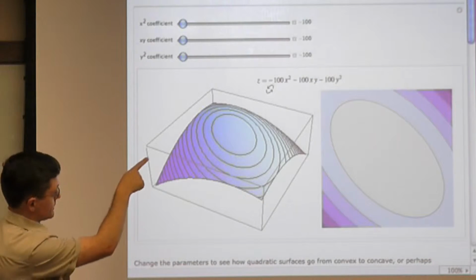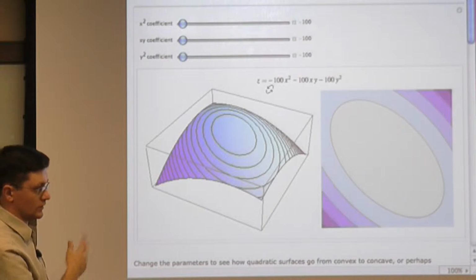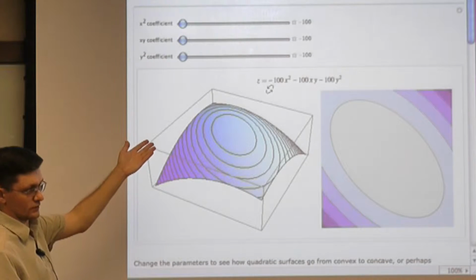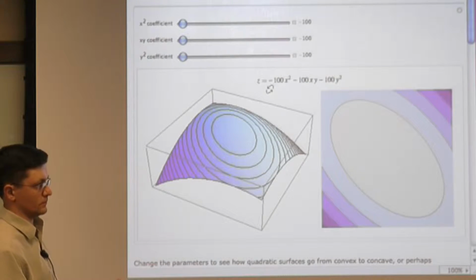So we will look at the basic quadratic functions. And that's what we will have to decide, given a function like this. Does it have minimum or does it have maximum?